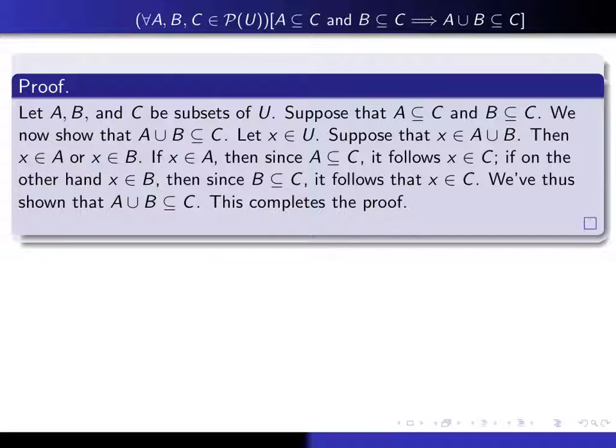And you notice I do that in a single sentence with the use of this semicolon. I say, in case 1, if X is in A, then since A is a subset of C, by this assumption here, it follows X is in C. If, on the other hand, X is in B, so I'm telling you what the second case would be, then since B is a subset of C, it follows that X is an element of C. So now in both cases, I've shown that the X is an element of C, and therefore I have the right now finally to say that A union B is a subset of C. This completes the proof.